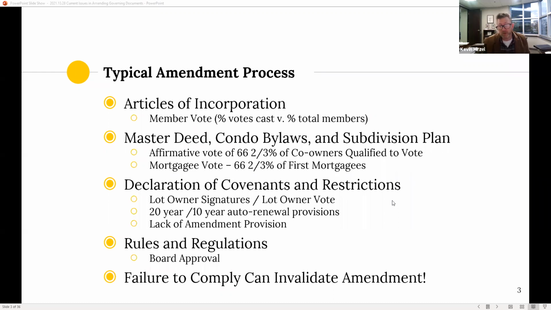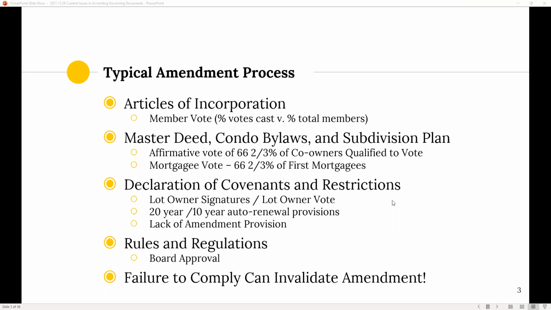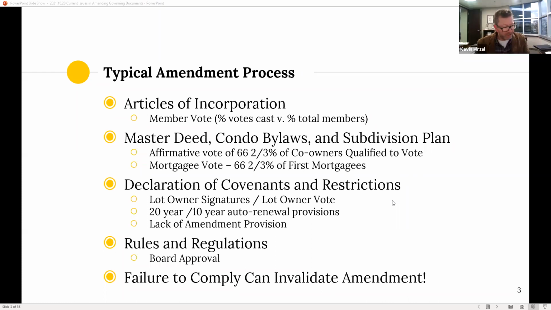A failure to follow the amendment provisions contained in your documents can invalidate an amendment. So it's very important that you pay attention to what the amendment process is for each of these. Just as a brief background on what each of these documents do.